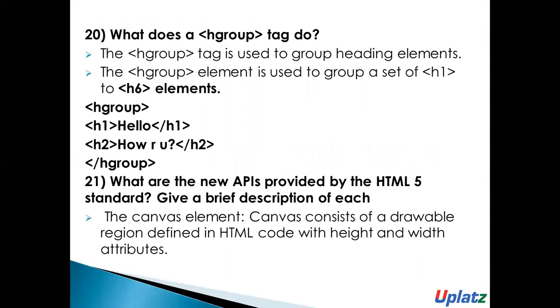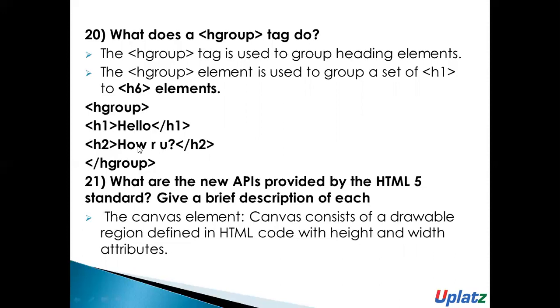So next is, what will the hgroup tag do? It will group the heading elements from H1 to H6. So like this, you can group all the H1 to H6 elements inside the hgroup tag.